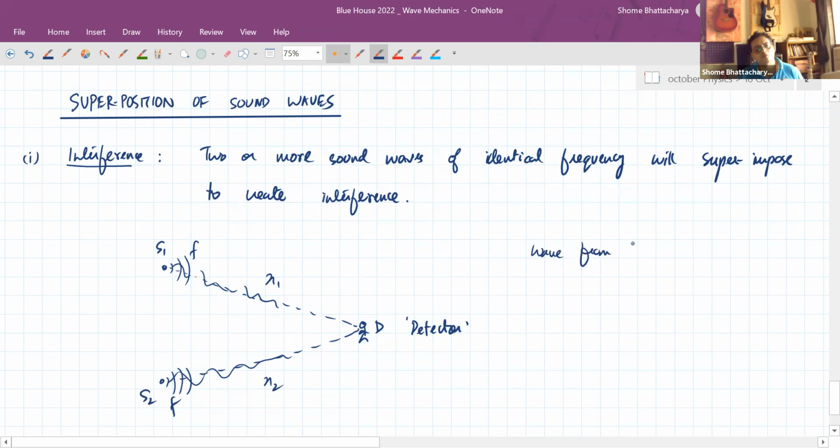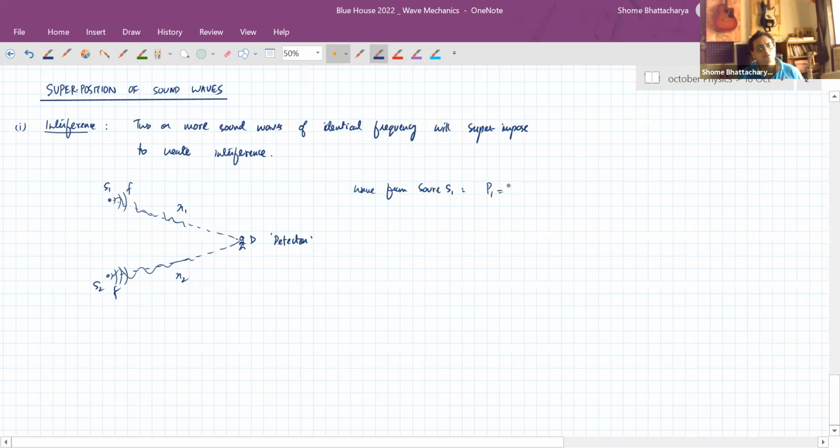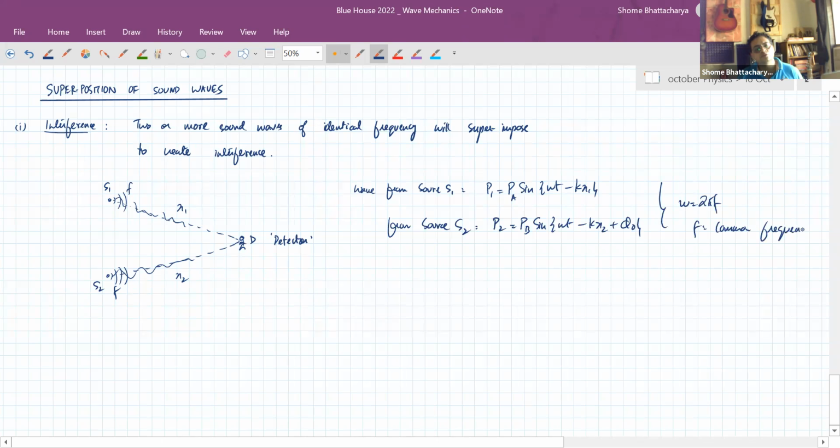the wave from source S1, suppose we denote it by a pressure variation p1, is equal to some amplitude, let's say PA, into sine of omega t minus kx1. And from source S2, it has some different amplitude, let's say PB, but the same omega, because it has the same frequency, traveling through a different distance. It might have some initial phase difference like this, why not? So omega is equal to 2 pi F, where F is the common frequency of the two waves or the two sources, and k is equal to omega by v or 2 pi by lambda, where v is the speed of sound.